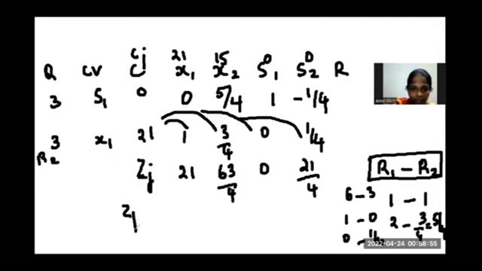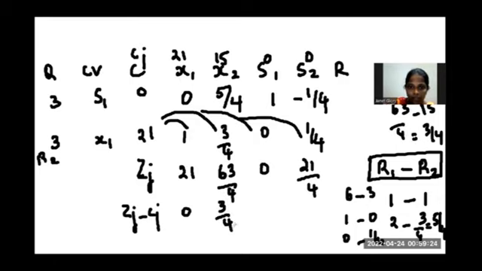The last step is Zj minus Cj. So we have got the values of Zj here and Cj. We want to find out the difference. So Zj is 21 and Cj is 21. 21 minus 21 is 0. And then Zj is 63 by 4 and Cj is 15. So 63 by 4 minus 15, it is 3 by 4. And then 0 minus 0, it is 0. 21 by 4 minus 0, it is 21 by 4.